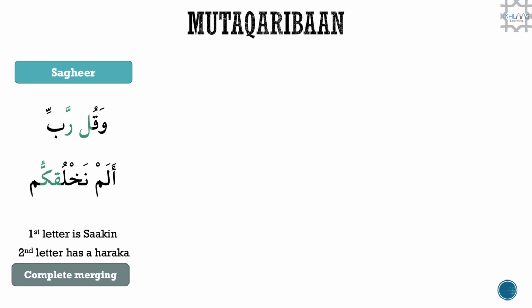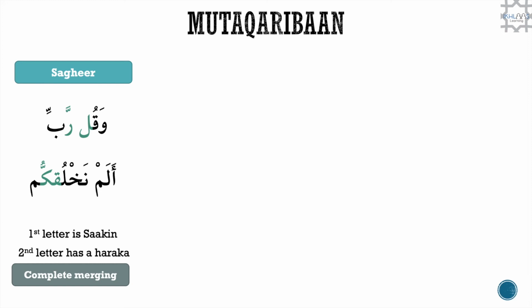So again, if you remember, the terminology of saghir is when the first letter is a sakin and the second letter has a haraka. So we can see here from our examples, we have the letter lam and the letter ra next to each other. The letter lam has a sukun and the letter ra has a shadda. So we would disregard the letter lam and we would pronounce the letter qaf with the dhamma with the letter ra. وَقُرْ رَبِّي, complete merging.